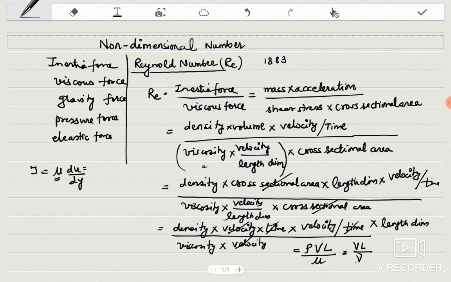Now this Reynolds number contains inertia force as well as viscosity. So it is containing both the static and kinematic properties of fluid. This is the first point.